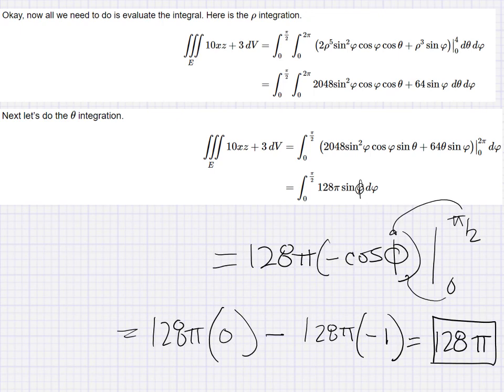And so you see, integrating with respect to spherical coordinates made this thing fairly doable. And that's because we were integrating over a sphere. It looked kind of messy at first, but the integration itself should have been fairly easy to follow.